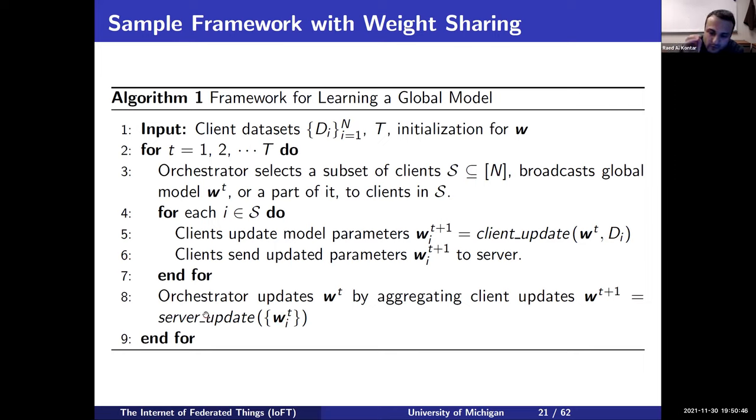So basically, there are two key functions in this federated analytics paradigm, in learning within IoFT. The first function is the client update: the client is using their local data to update their model. And the second function is the cloud update, or the server update, where the cloud is acting as an aggregator. It's an integration point.